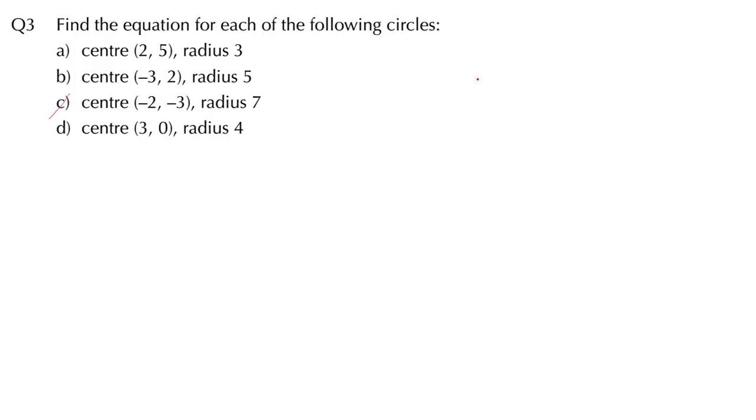Now again, you use the general equation of a circle, which is always (x - a) squared plus (y - b) squared equals r squared. So that's the general equation, where a and b are the x and y values at the center of the circle. So for question C, we have -2 and -3. All you need to do is sub them in.